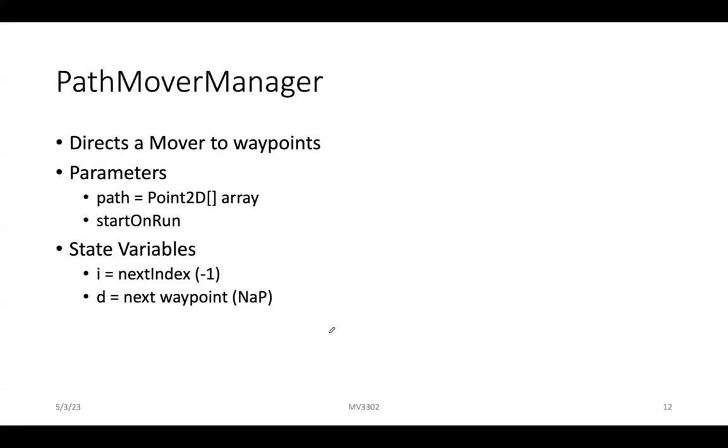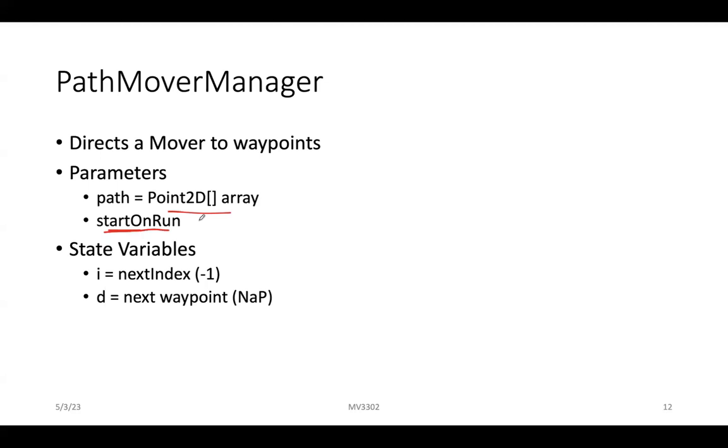Okay, so let's see, I think I have time to look at the path mover. So here's a path mover manager. It directs a single mover and its parameters would be a path, which in this case I'm going to have as a two-dimensional array. I could have that as a list as well, but arrays are simple. And then a Boolean that says start on run.